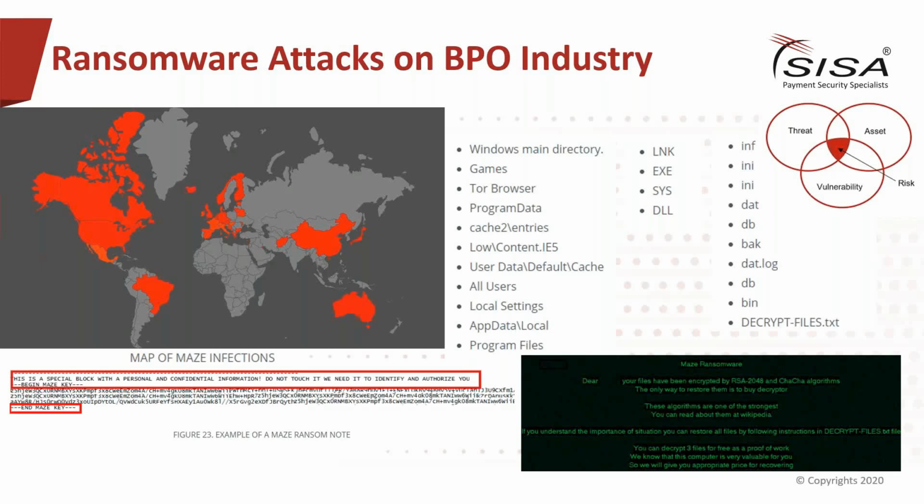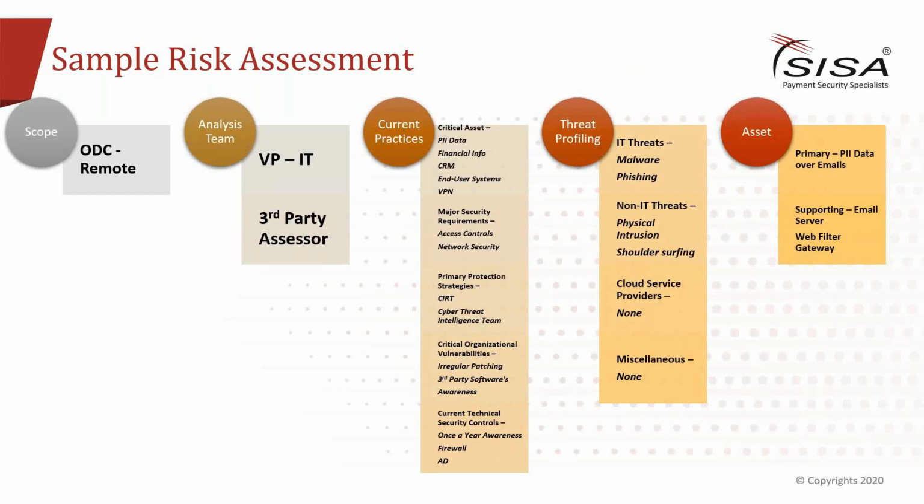So on that particular note, let's try to perform a risk assessment for another organization, which can be, let's say, an ODC, an offshore development center, which wants to secure their environment based upon the same. So scope, the very first step we saw: we will take an ODC, an offshore development center. And in the current circumstances, the offshore development center will be remote in nature, because each and every one of us is operating from our homes.